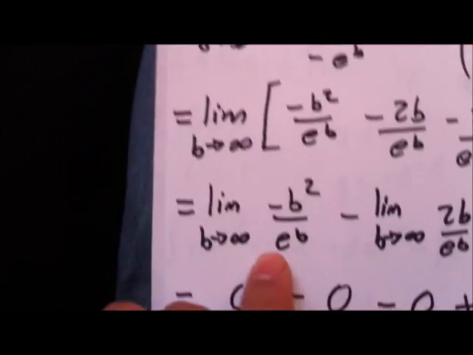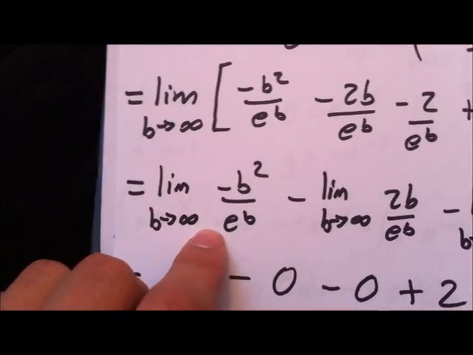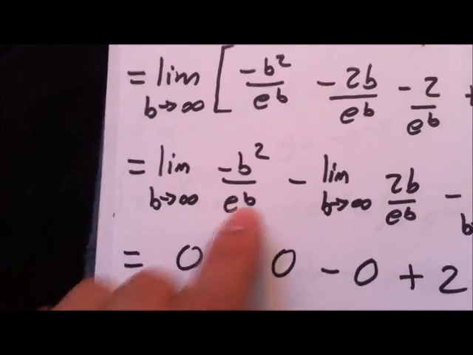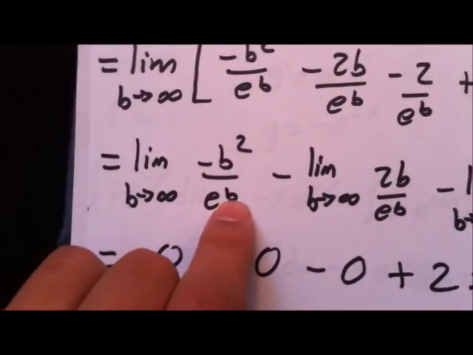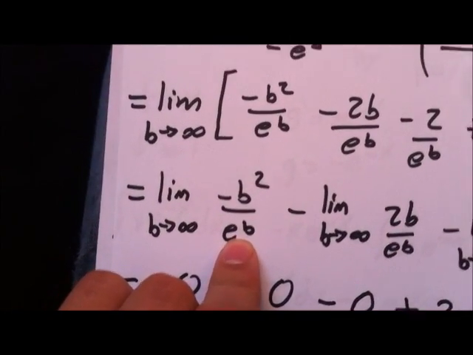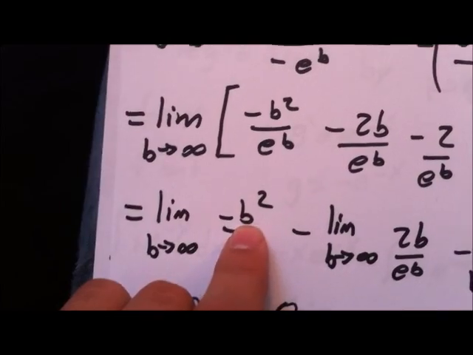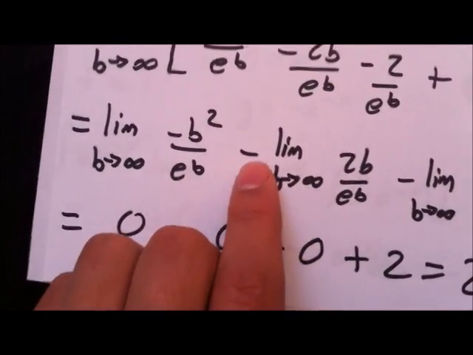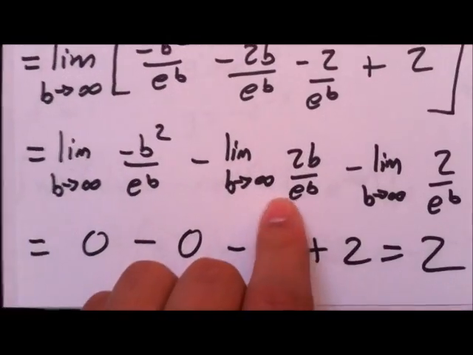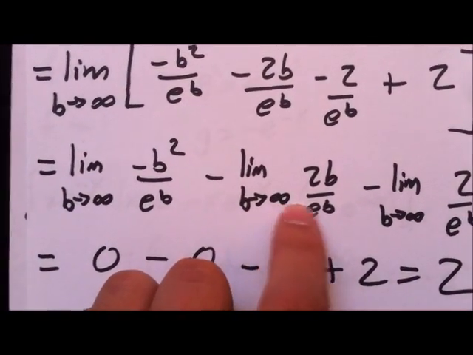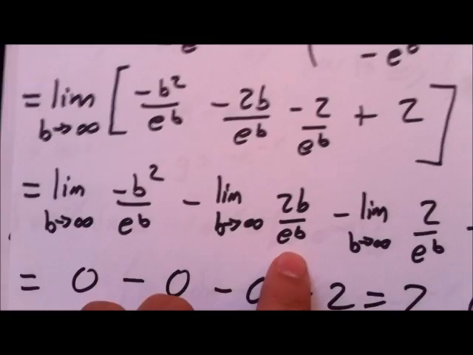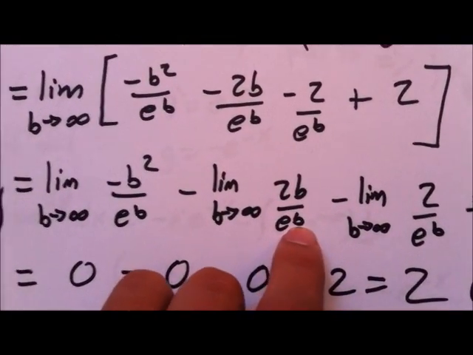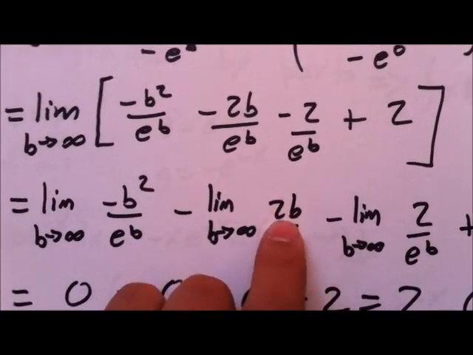So here we go. The limit as b tends to infinity of negative b squared over e to the b is 0. Why? Because e to the b increases a lot faster than b to the 2. Here we go again, we have the limit as b tends to infinity of 2b over e to the b, which will equal 0. Why? Because e to the b increases a lot faster than 2b.